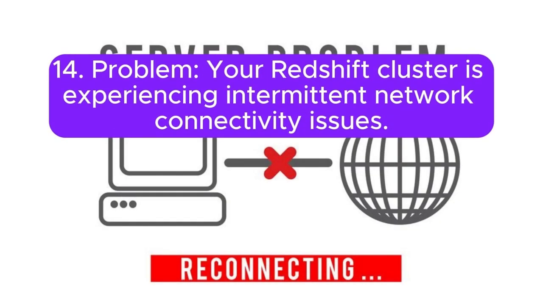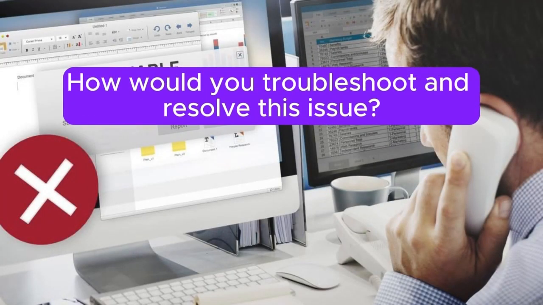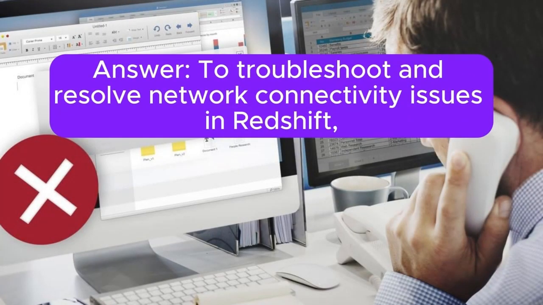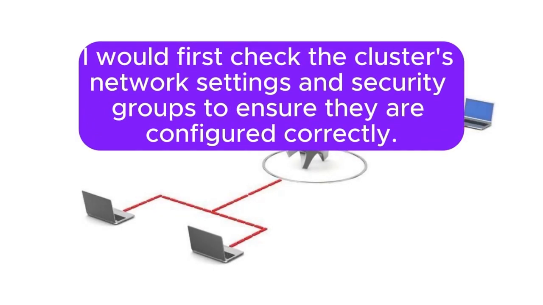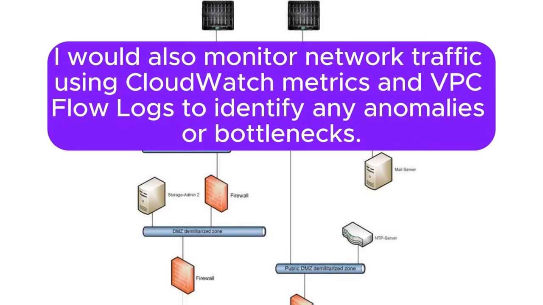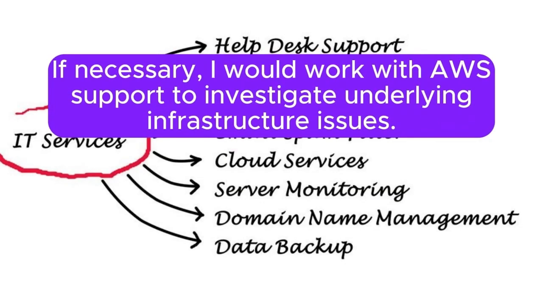14. Problem. Your Redshift cluster is experiencing intermittent network connectivity issues. How would you troubleshoot and resolve this issue? Answer. To troubleshoot and resolve network connectivity issues in Redshift, I would first check the cluster's network settings and security groups to ensure they are configured correctly. I would also monitor network traffic using CloudWatch metrics and VPC flow logs to identify any anomalies or bottlenecks. If necessary, I would work with AWS support to investigate underlying infrastructure issues.